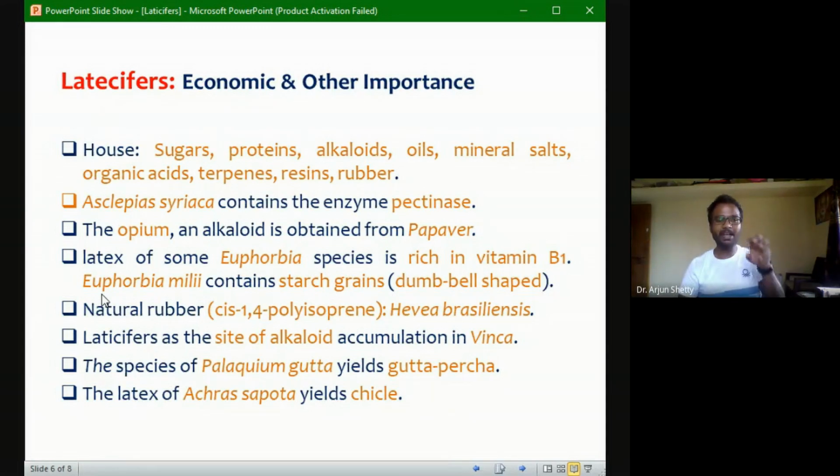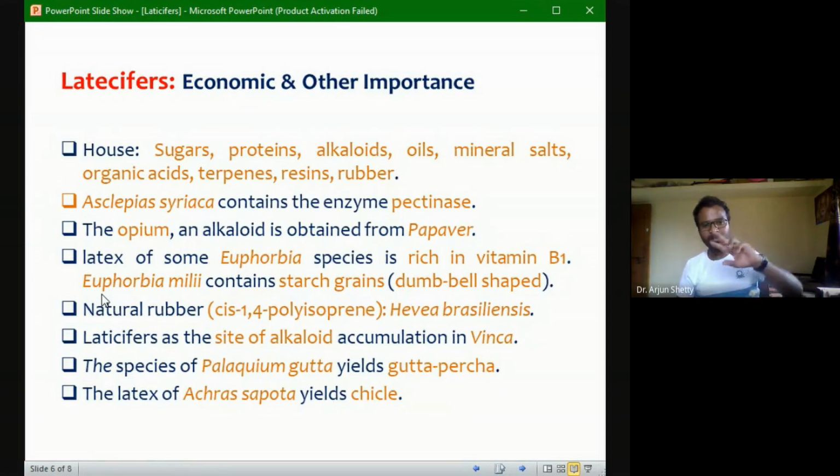Again, the latex of Vinca contains different alkaloids. Don't get confused: vincristine and vinblastine are two alkaloids. Though the stem or plant body of Vinca contains vincristine as well as vinblastine, the latex of Vinca doesn't contain these two components. But some other alkaloids are present in the latex of Vinca.